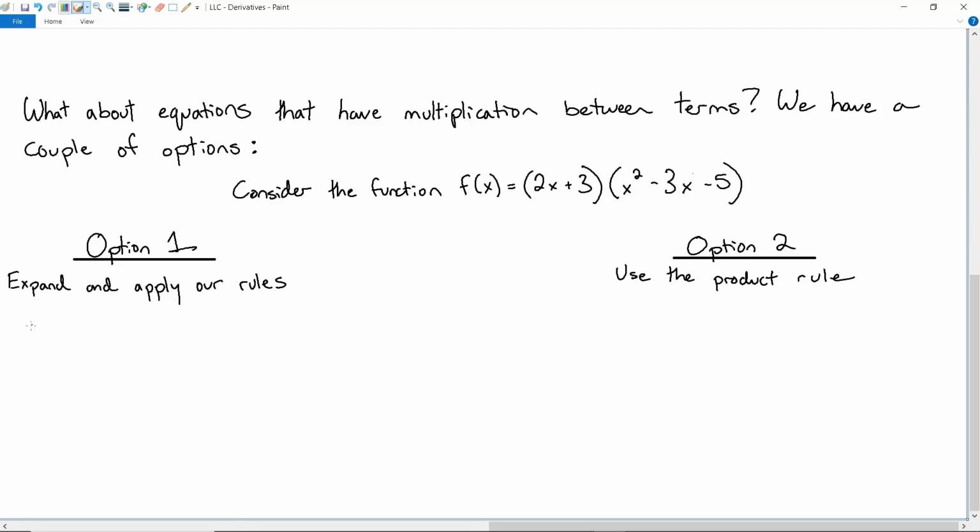Let's look at option 1 first. So I'm going to rewrite the equation here.